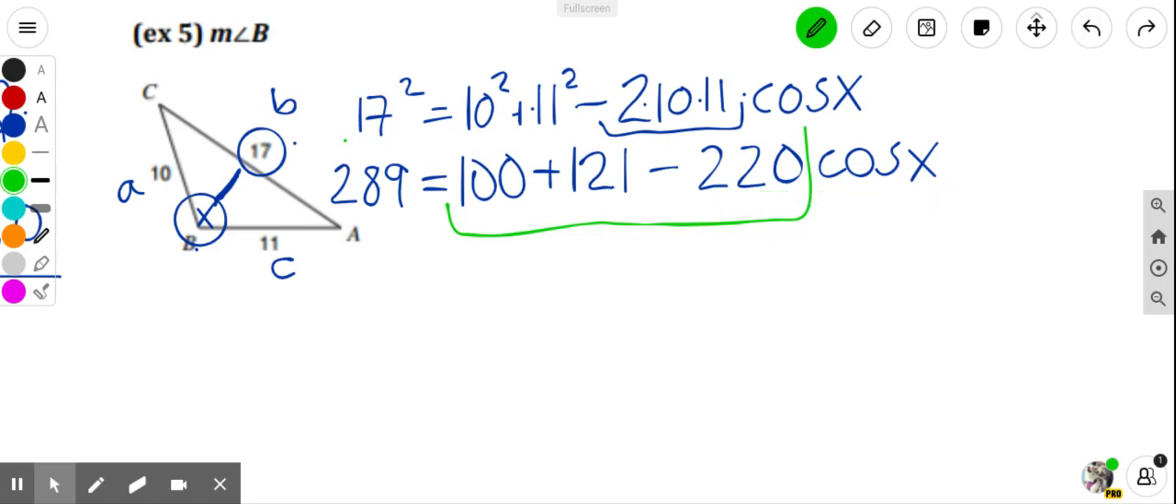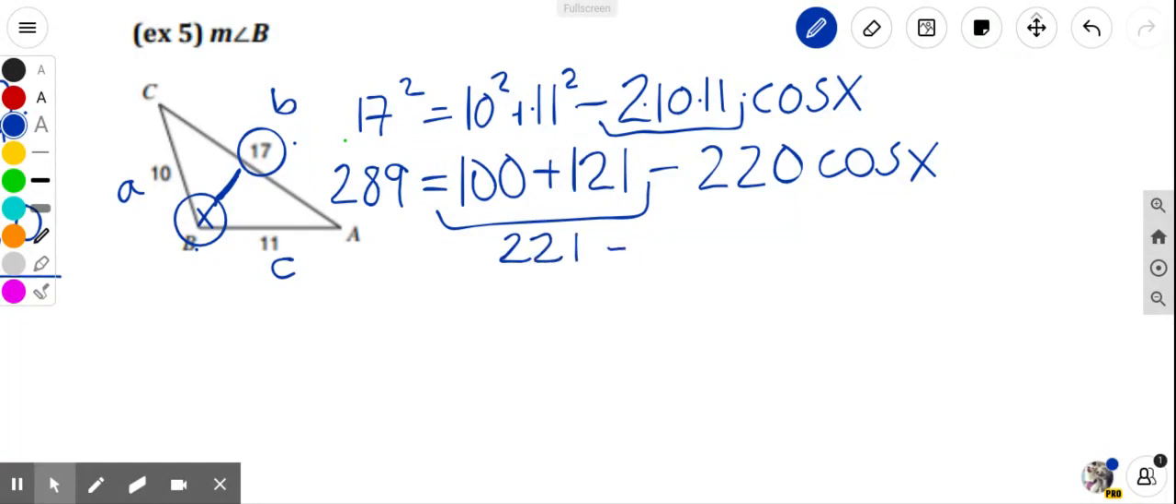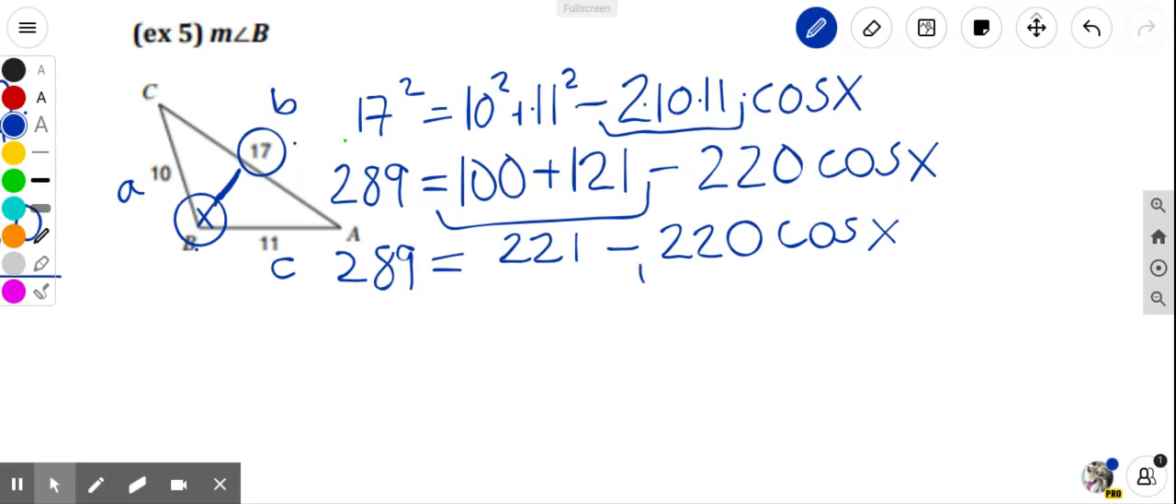Get rid of these lines. What you do want to do is 100 plus 121, which is 221. So you're going to have 221 minus 220 cosine of x, and then you're going to have the 289 over here. Okay, so let's think about what we would do next for order of operations. Again, these are attached. So the only thing you can do is move the 221 over. So we're going to subtract 221.